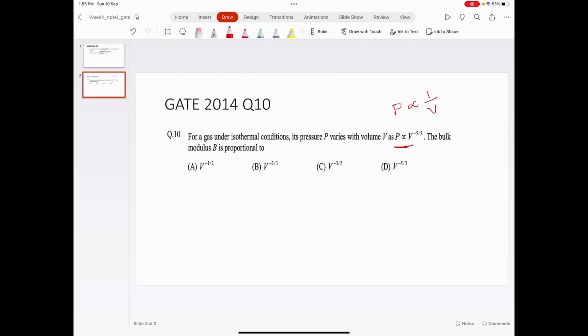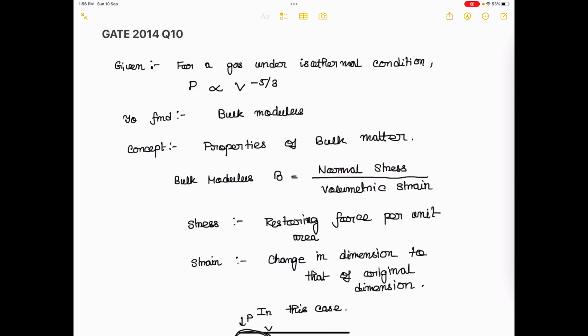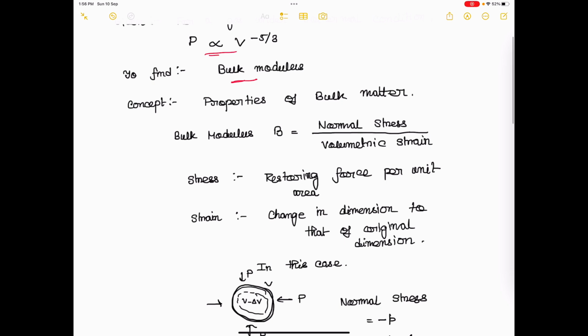Okay, to understand this solution, the given condition is that for a gas under isothermal condition, this is what is given. Now to find the bulk modulus, the concept is the properties of bulk matter. Bulk modulus is defined as the ratio of the normal stress to the volumetric strain. Now what is stress? Stress is the restoring force per unit area.